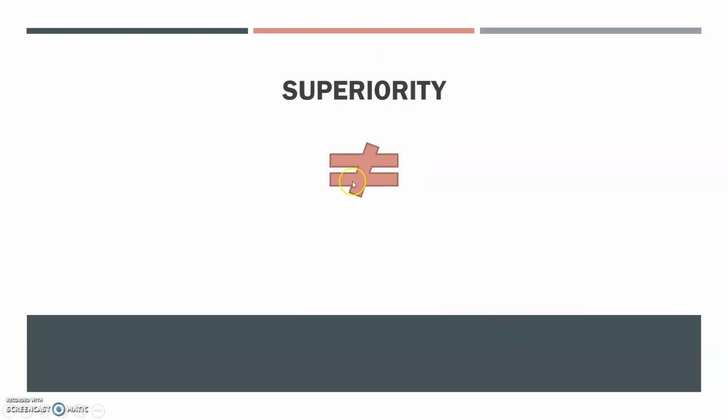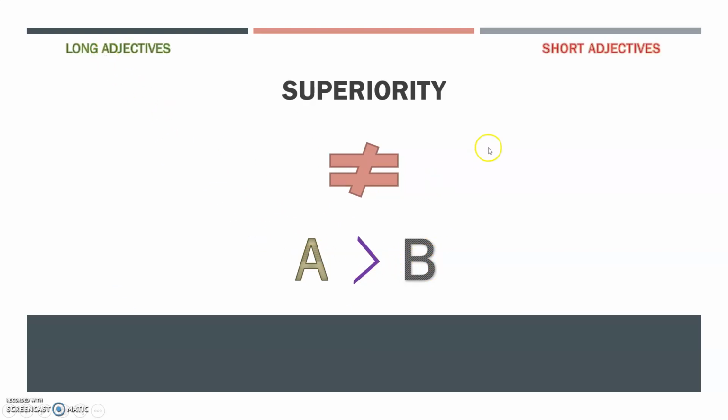Superiority means it's not equal. It means that A is bigger than B, or B is smaller than C, or vice versa. We have two types of adjectives that I talked about, long and short. With the long adjectives, I'm going to put more, long adjective here, than. Short adjectives, I'm going to put the short adjective, er, than. You have to remember there are some rules here. If it ends in y or CVC, you have to change something, right?